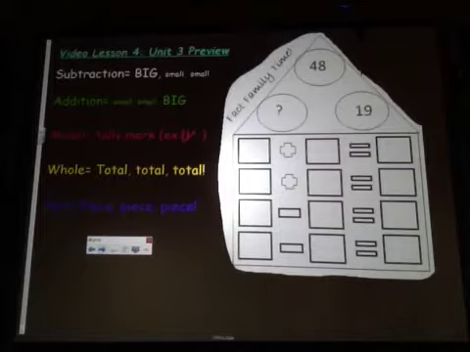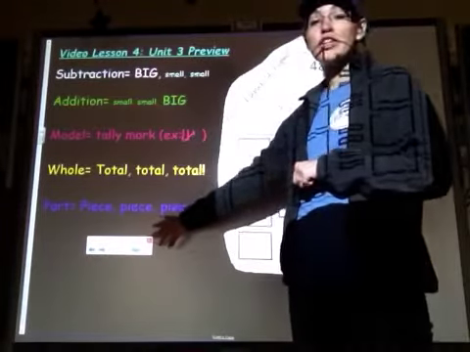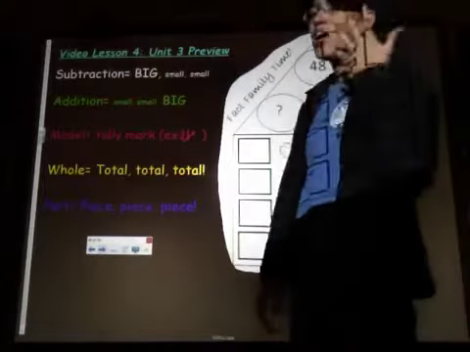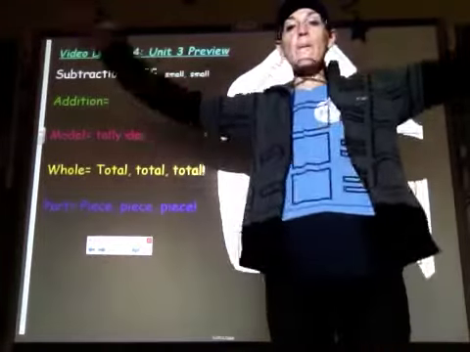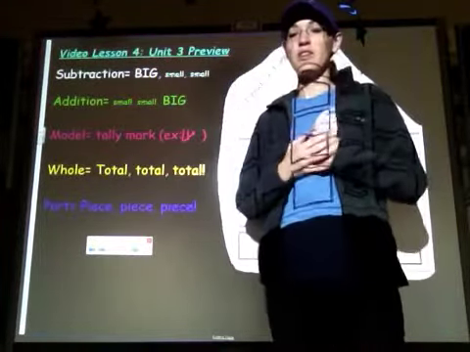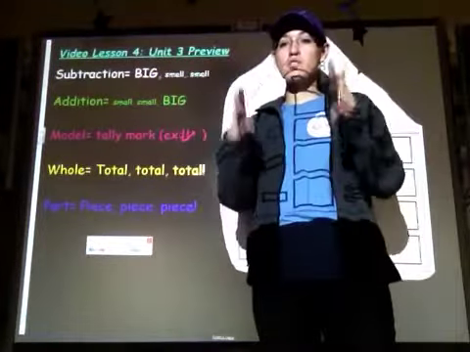But anyways, so the vocabulary we're going to talk about is subtraction. And for lots of these vocabulary words, you're going to do an action with them, and that helps your brain to remember it. So anytime I say subtraction, you're going to go big, small, small with your hands. So if I say subtraction, you say big, small, small.